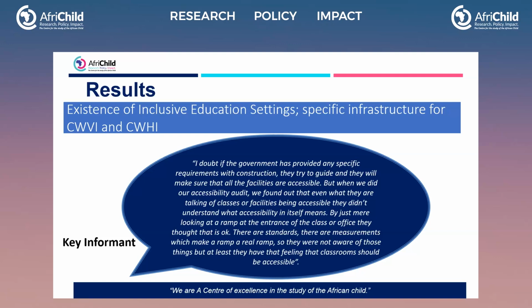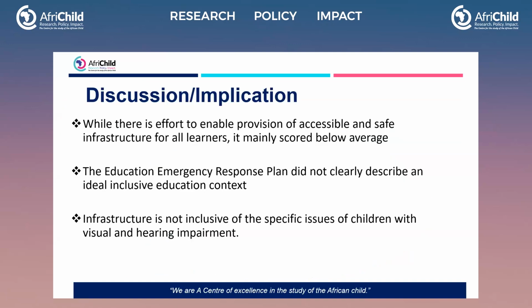So they were not aware of these things, but at least they have that feeling that classrooms should be accessible. This shows that there was a problem they did not know. They know that a ramp is necessary, but didn't know even the measurements and standards to follow. So in the discussion, our implication indicates that while there is effort to enable provision of accessible and safe infrastructure for all learners, it mainly scored below average.